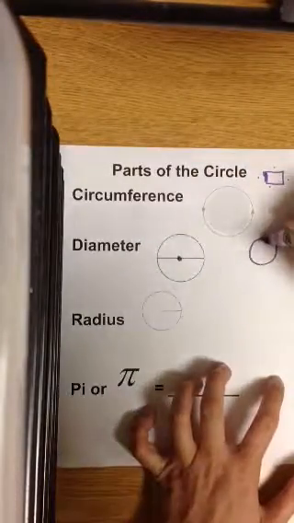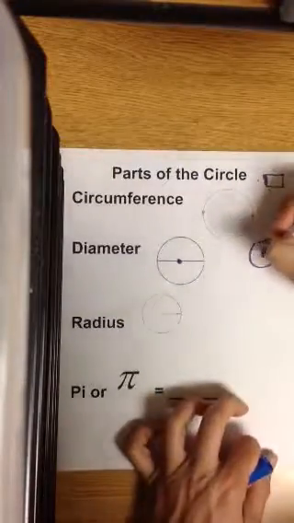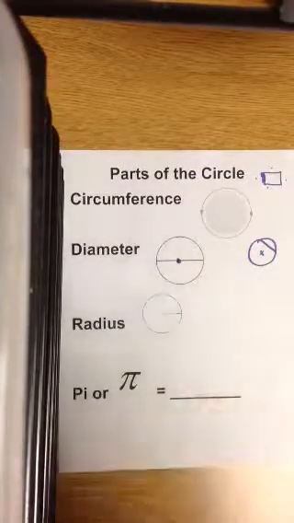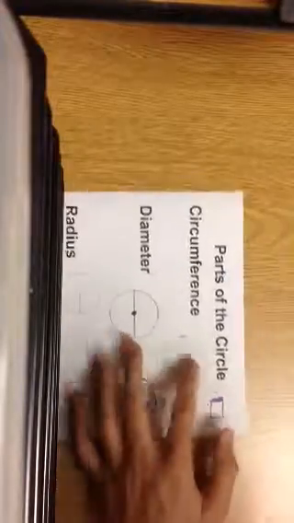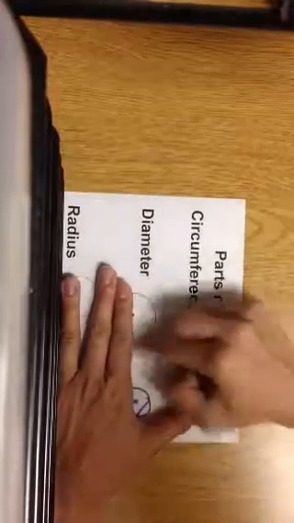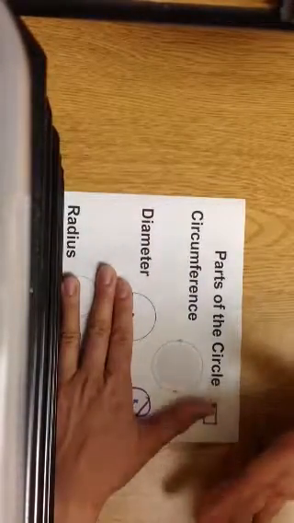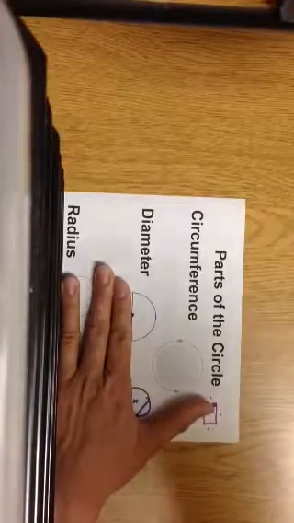So some kids say, is this a diameter? No. Does it pass through the center? No. This is how I memorize it. If you turn the paper sideways, do you see the letter D? D for diameter. So if you see the letter D, that's a diameter. It goes from end to end through the center.